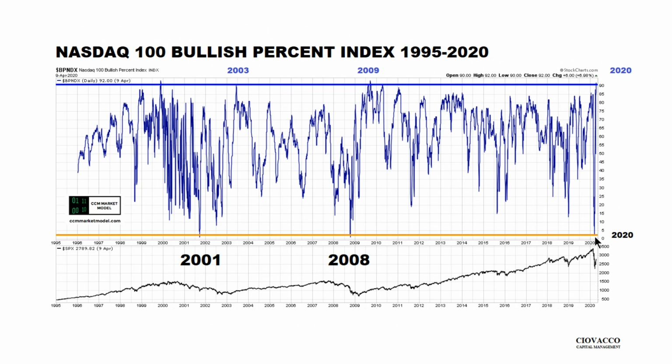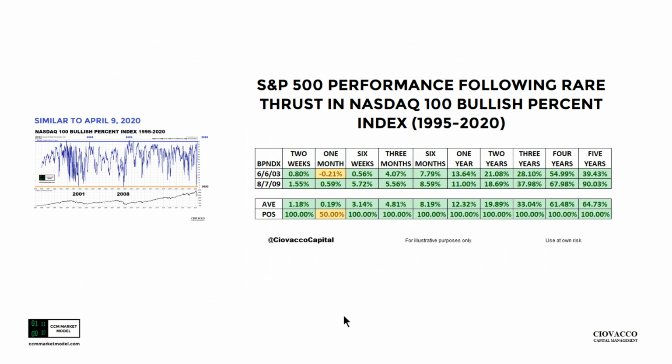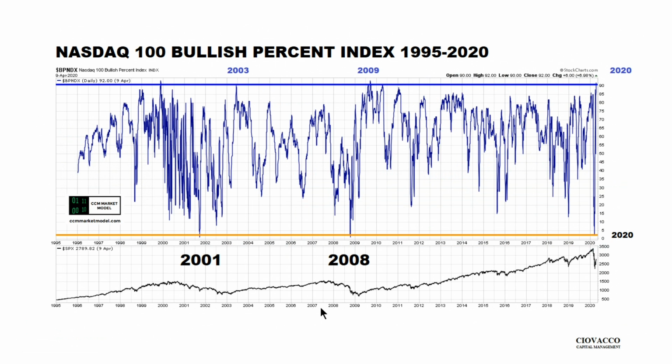We've only moved from the orange line back to the blue line 2 previous times: 2001 to 2003, and 2008 to 2009. How did stocks perform walking forward? Extremely well. 6 weeks out, 3 months, 6 months, 1 year, 2 years, 3 years, 4 years, and 5 years. In both cases, the stock market was higher. This type of look tells us from a probability perspective it's easier to be thinking longer term again, now that the waterfall decline has calmed down.